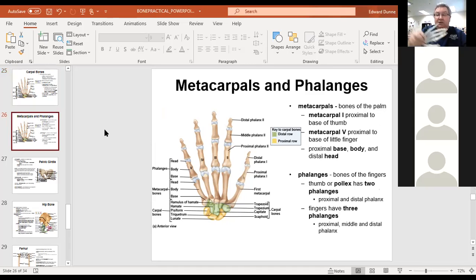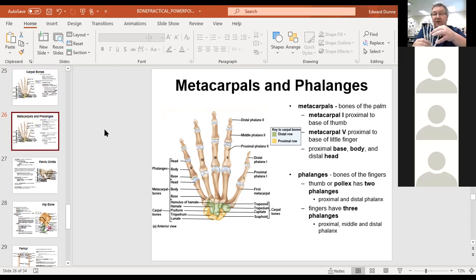The metacarpals and the phalanges. So right above the carpals are the metacarpals. So the wrist bones, the carpals, are these small bones right here. Right above it are the metacarpals. They're these longer bones that attach. The articulation or the joint between the carpals and the metacarpals is known as the carpal metacarpal joint, or CMC. Carpal metacarpal joint. So these first set of long bones are the metacarpals.